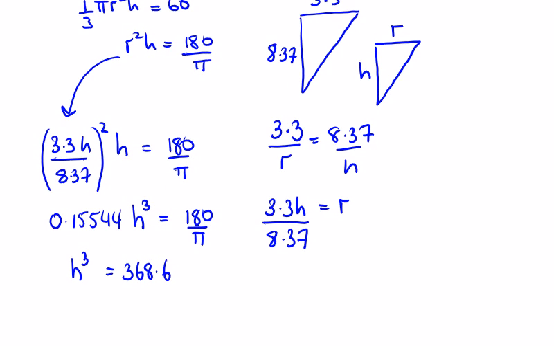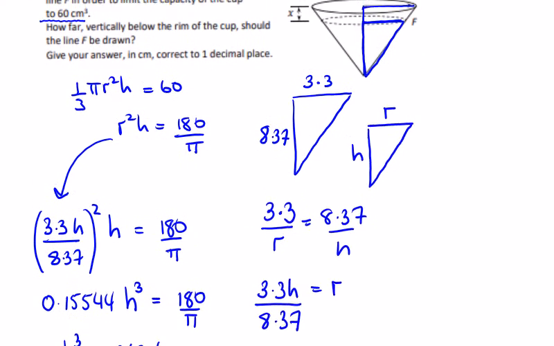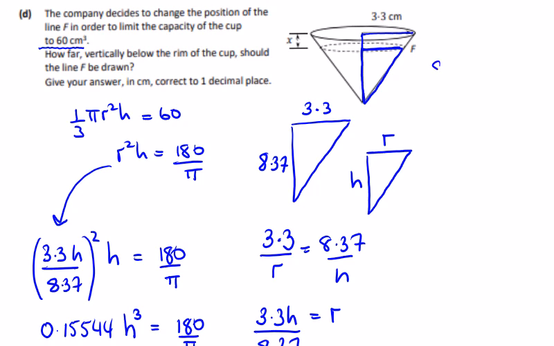So that will give me h to be the cube root of that. H is equal to just over 7, 7.1699. Do I need that many decimals? Maybe not. So what are we asked in this question? We're asked how far below. So 8.37 minus 7.1699, so I'll say 7.17 there. I'll round that one off to 7.17. We're only 1 decimal here, so that's going to be 1.2 centimeters below the top.